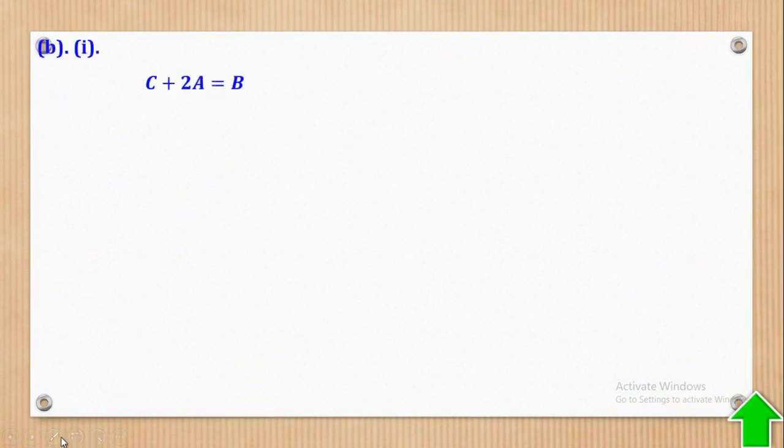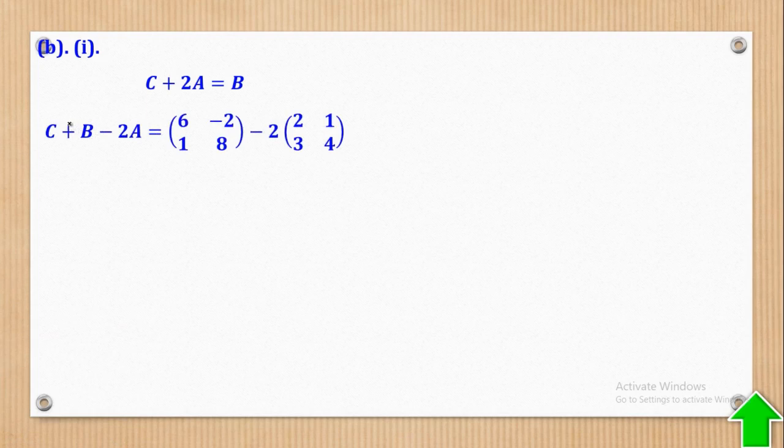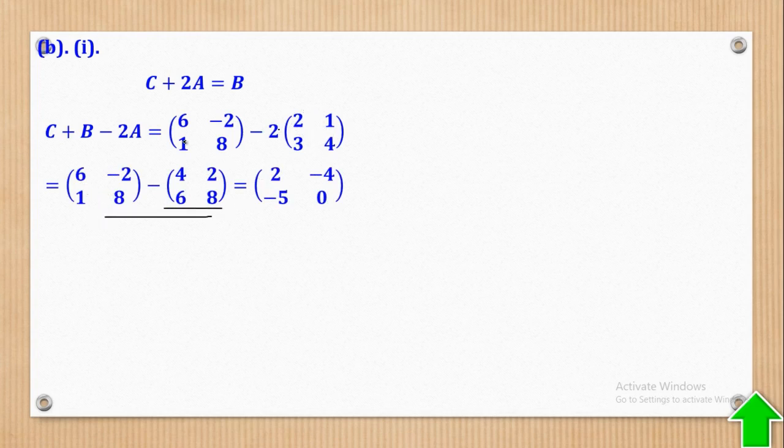So we are given that C plus 2A is equal to B. When I substitute, this was supposed to be an equal sign, so put an equal sign here. When I make C the subject, this one goes this side to become C equal to B minus 2A. Then I substitute, this is the matrix B and this is the matrix A, and there is a 2 here. So next I'll simplify. This 2 multiplies through every entry inside this matrix, so to come up with that. And when I subtract, this minus this is 2, this minus that is that, this minus this is that, and this minus this is that. So I'll come up with matrix C being equal to 2, negative 4, 5, negative 5, 0.